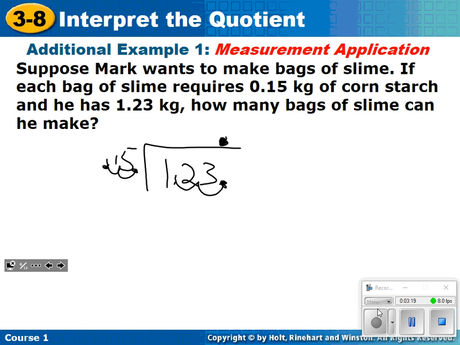Now 15 doesn't go into 1. 15 doesn't go into 12. But 15 does go into 123. Any ideas how many times it does that? Xander? 8? Let's check. 8 times 5 is 40. Perfect.